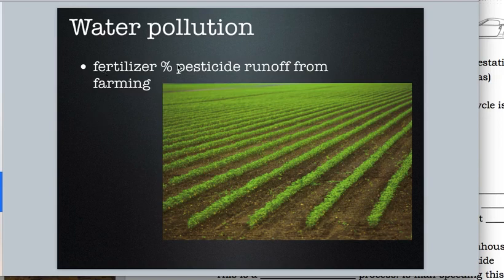Okay, fertilizer use. We should be using natural fertilizer, in other words, manure. But we're not. We're using man-made stuff, and that runs off and creates a nitrogen increase in our ponds and our streams, and that gives us algae blooms and kills all of our fish.